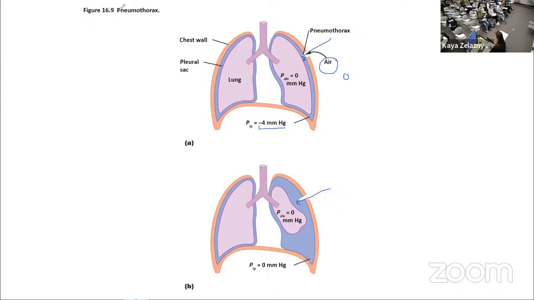So that's a pneumothorax. Pneumo has to do with air. Thorax is our thorax. So we're talking about air in this thoracic cavity is where that term comes from.